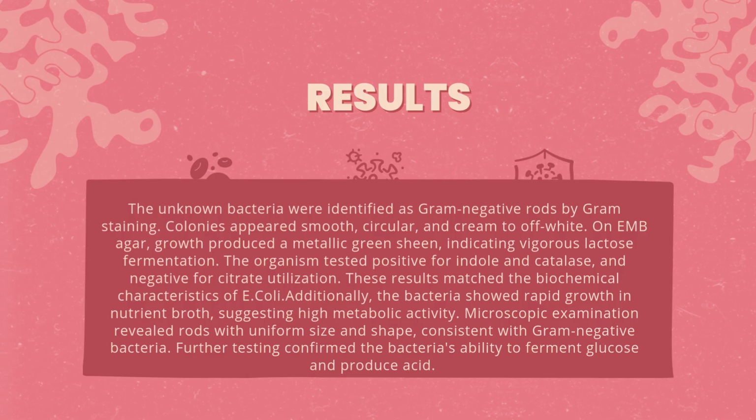Results. The unknown bacteria were identified as gram-negative rods by gram staining. Colonies appeared smooth, circular, and cream to off-white on EMB agar. Growth produced a metallic green sheen, indicating vigorous lactose fermentation. The organism tested positive for iodine and lactic acid and negative for citrate. The results matched the biochemical characteristics of E. coli. Additionally, the bacteria showed rapid growth in nutrient broth, suggesting high metabolic activity.